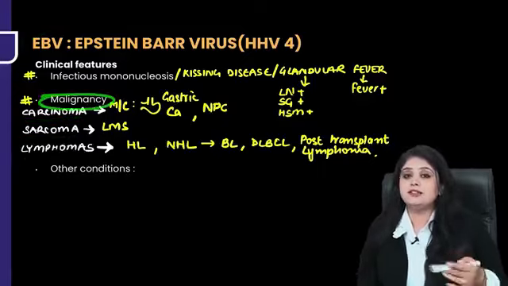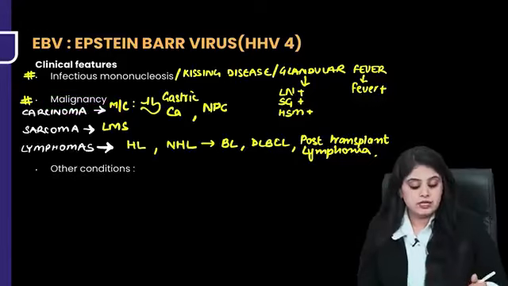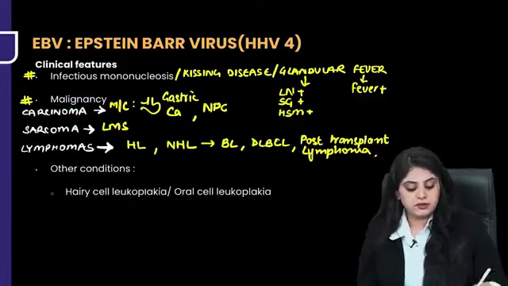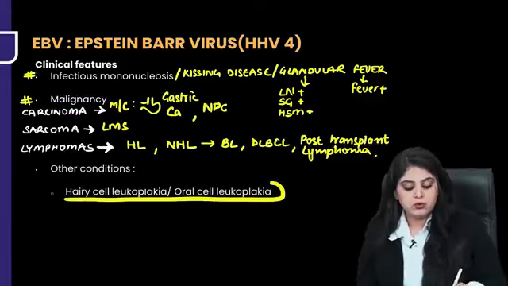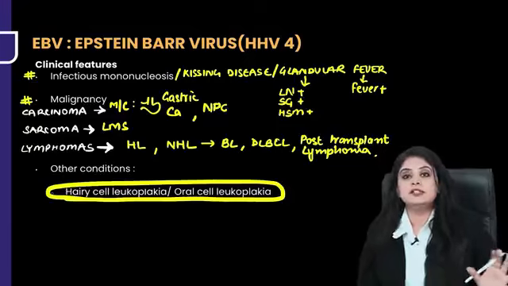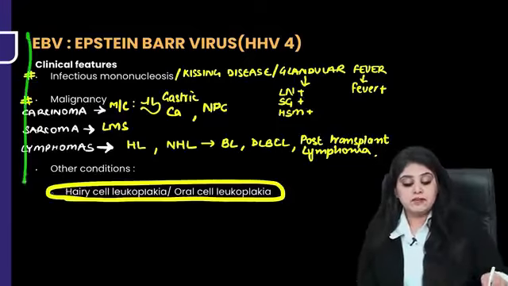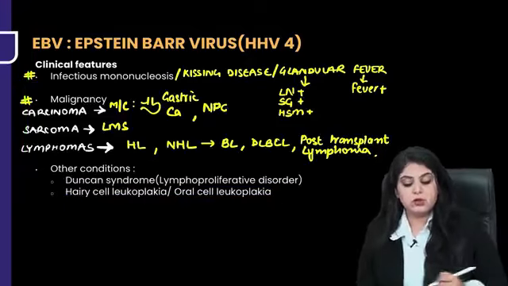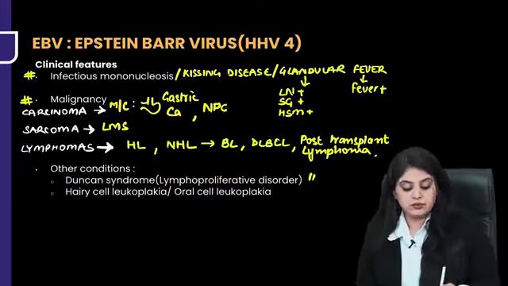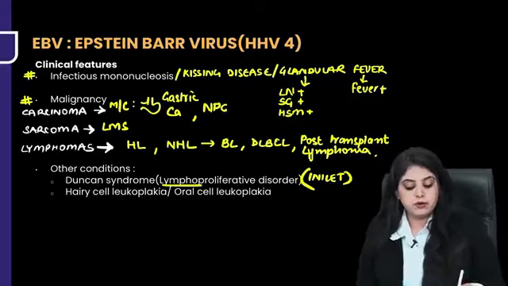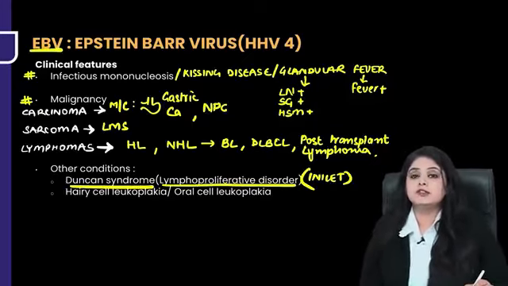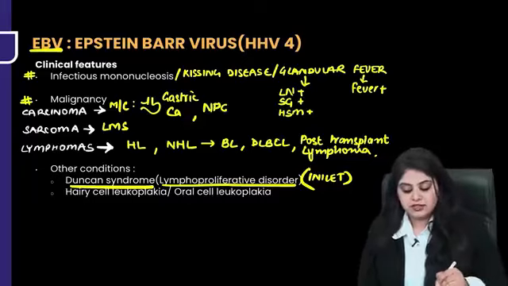But forget malignancies. Other than malignant conditions, does it also cause oral hairy leukoplakia? Yes. So please note, this is famous for causing oral hairy leukoplakia, which comes under the miscellaneous variety. And if you're targeting the INI-CET exam, you would also want to know about Duncan syndrome. I'm telling you something which is important for INI-CET aspirants. Duncan syndrome is a lymphoproliferative syndrome which also has an association with EBV. So that wraps up all of this.